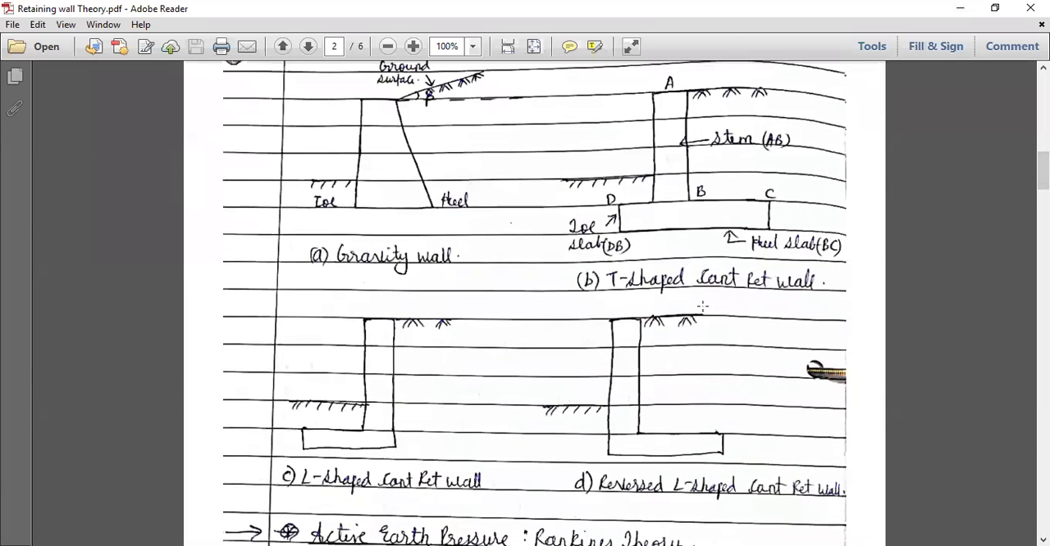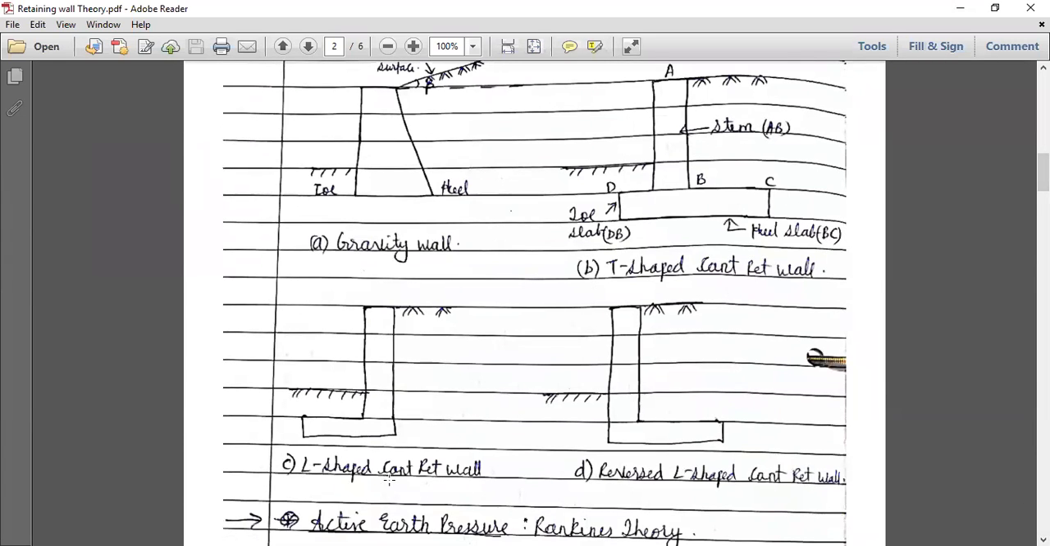This is called the T-shaped cantilever retaining wall. This is an L-shaped cantilever retaining wall, and this is called the inverse L-shaped cantilever retaining wall. Basically we are going to study the design of a typical T-shaped cantilever. The most typical shape is the T-shaped cantilever retaining wall, which is widely used. So these were the various types of the retaining wall.